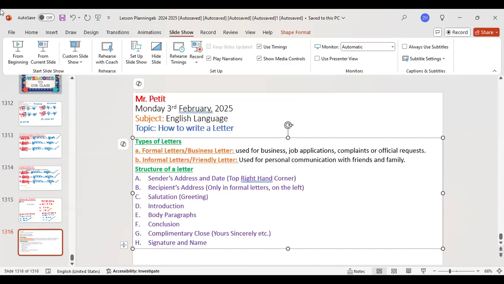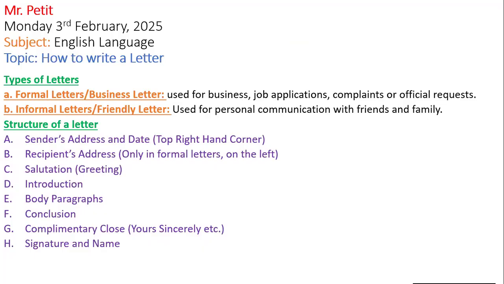So in order, tell me what is the structure of a letter in order? Tell me. What are you going to have? Sender's address and date. Sender's address and date. What else? If it's a formal letter, you're going to have a what?